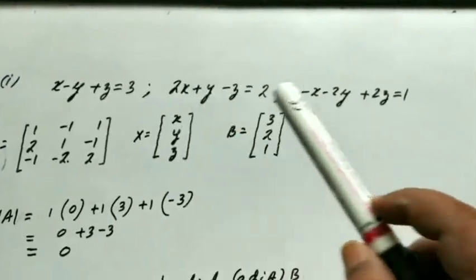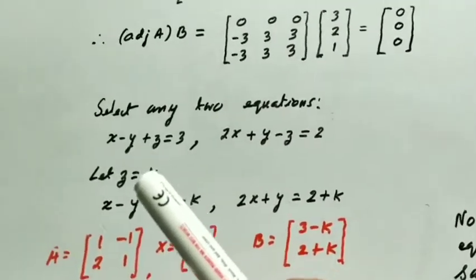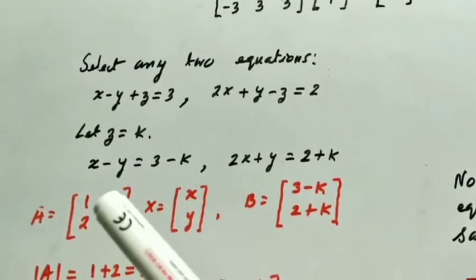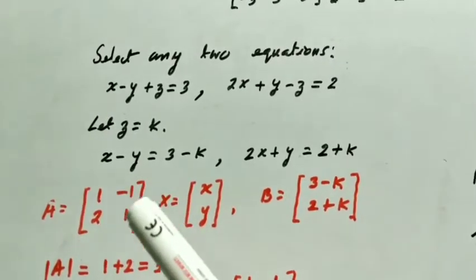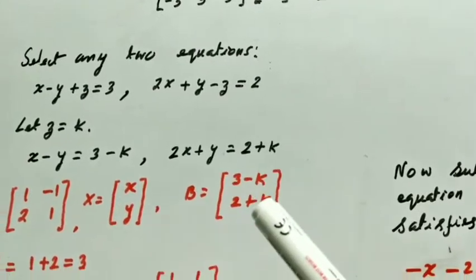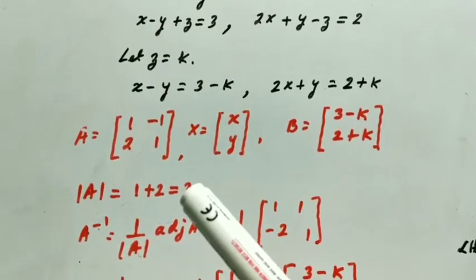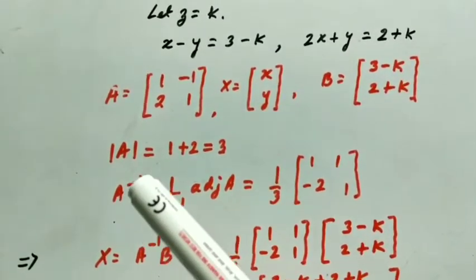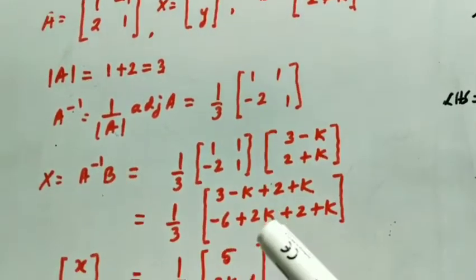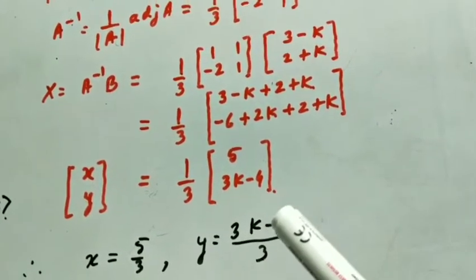There are three equations given here, we will select any two. Let Z is equal to K. So now we get a two variable equation: coefficient of x, coefficient of y, this is the coefficient matrix, the variable matrix and the constant matrix in terms of k. The determinant of A is equal to 3. It is not equal to 0. Therefore, we have to find A inverse because X is A inverse into B. And then we get X as 5 by 3 and Y is (3k minus 4) by 3.